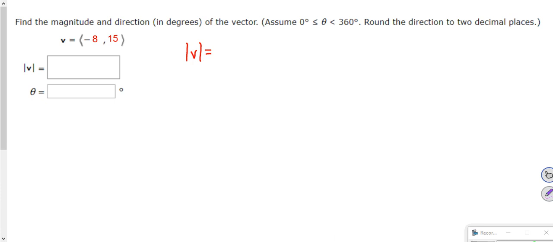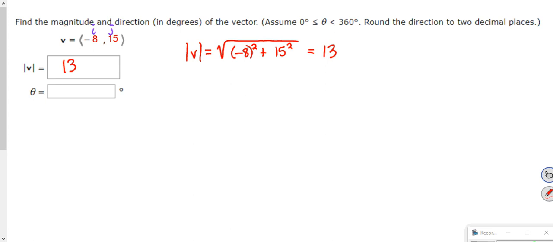Remember in our component form, this is my a, my i, and 15 is my j. So the magnitude of v is going to be the square root of negative 8 squared plus 15 squared. Okay, you poke that in a calculator and you get magically 13. Yay us. Okay, so this is a nice, neat, even 13.